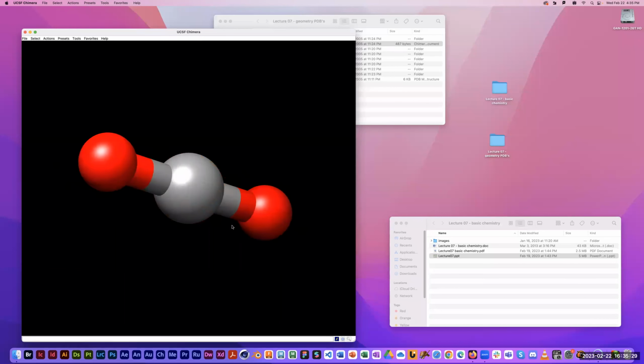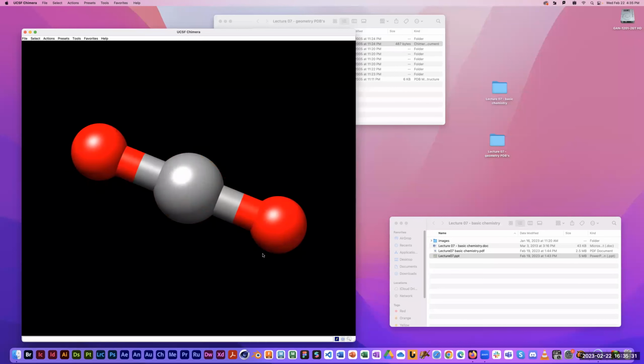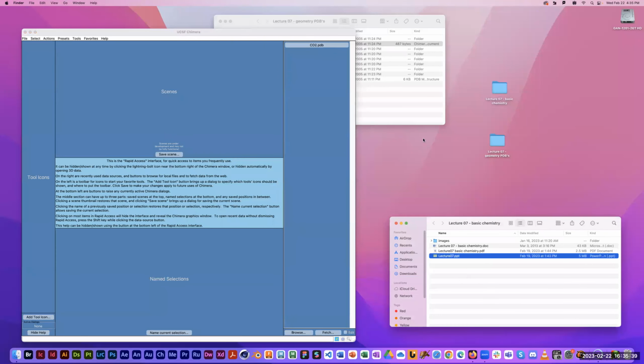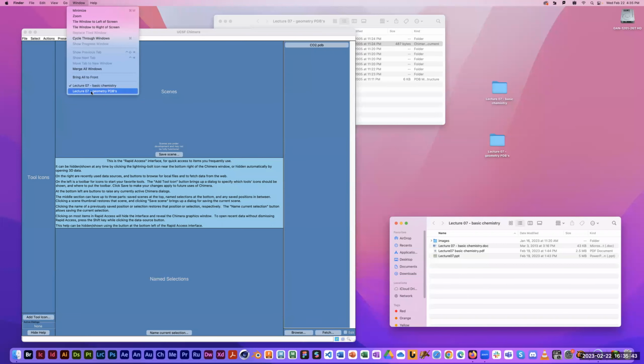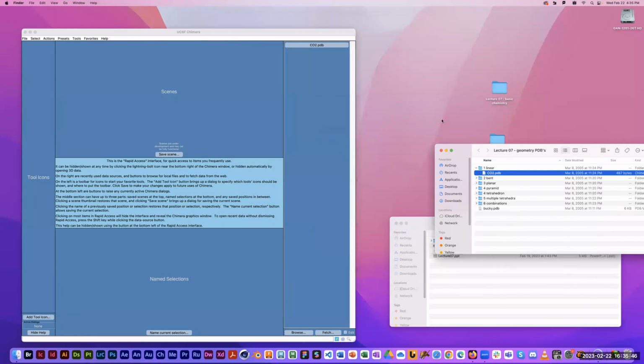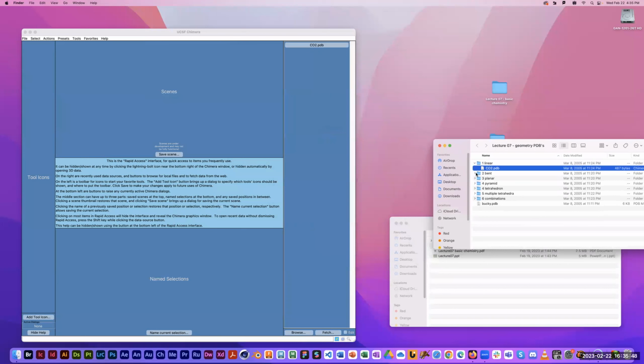One thing I don't like about Chimera is that it doesn't show double bonds. It makes it look like it's just one big fat bond. Unfortunately, it doesn't distinguish them at all.